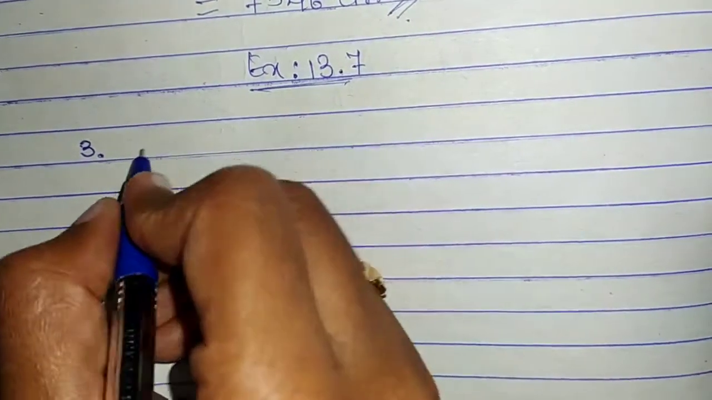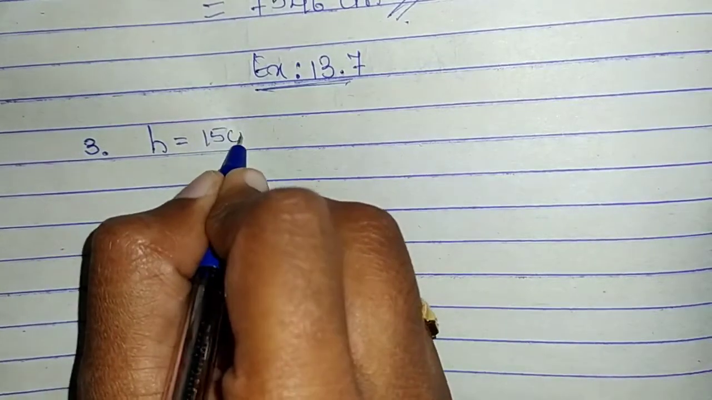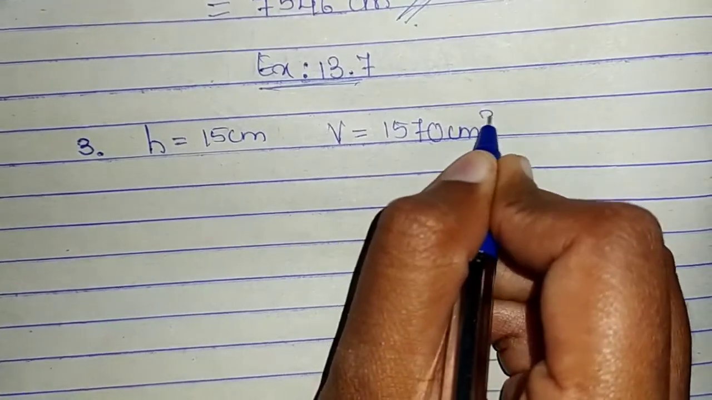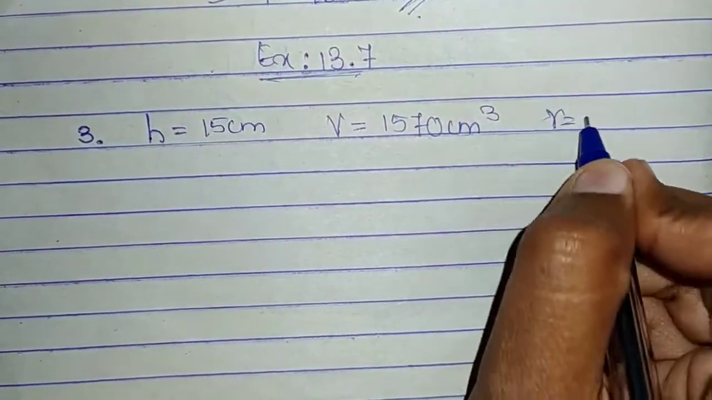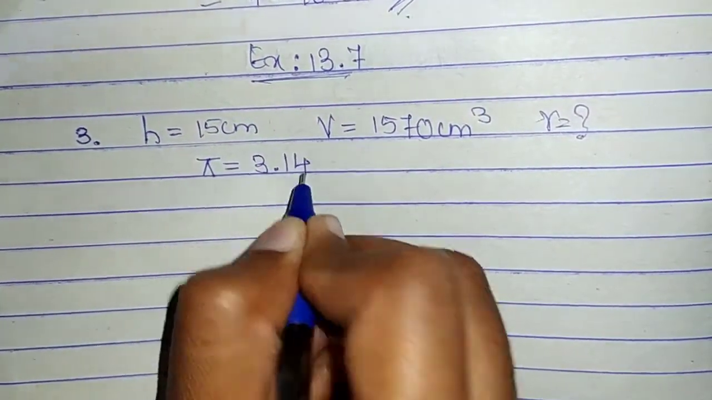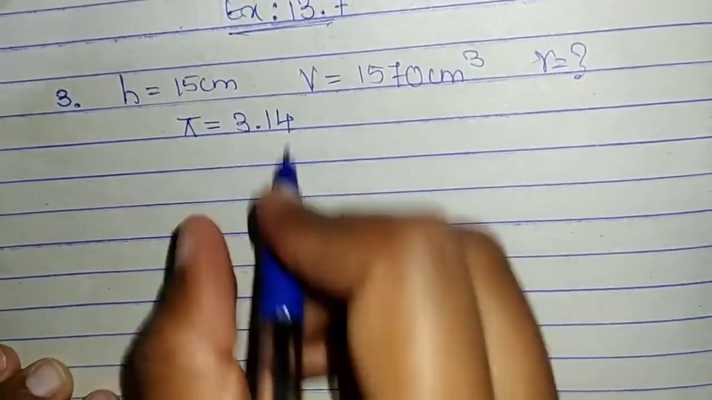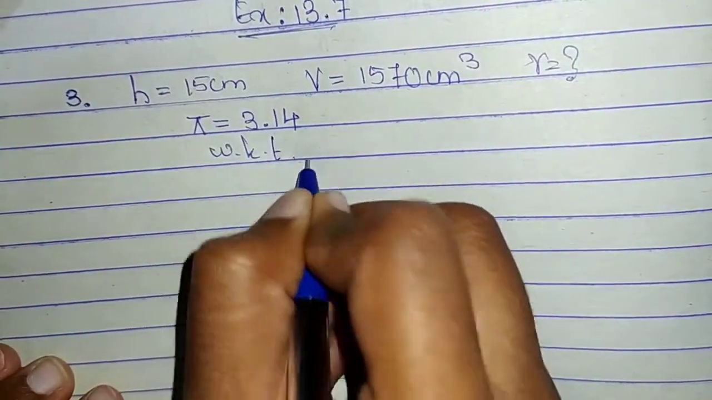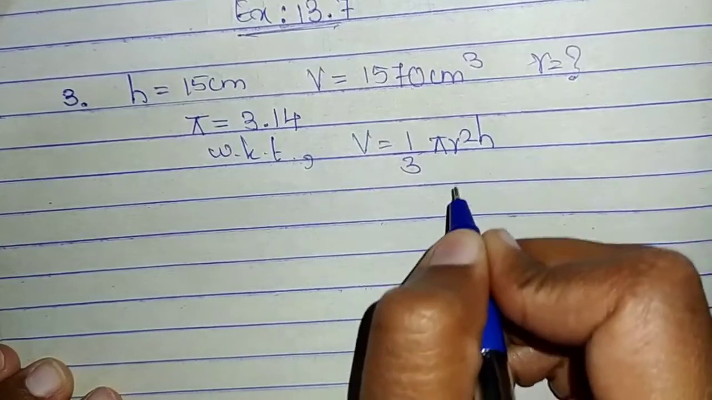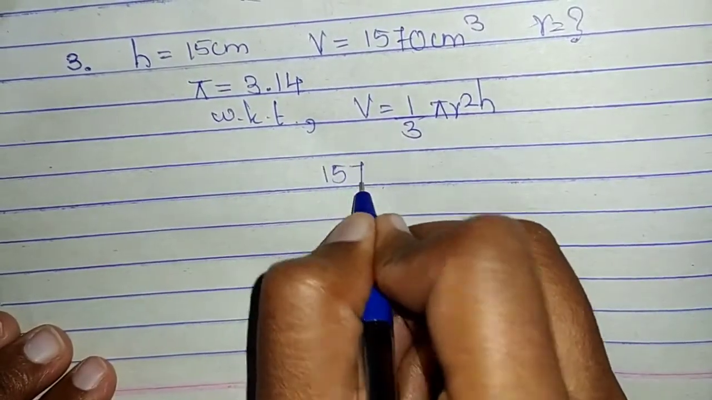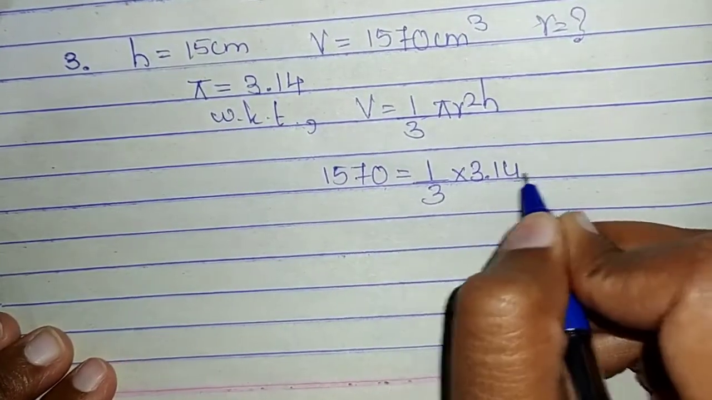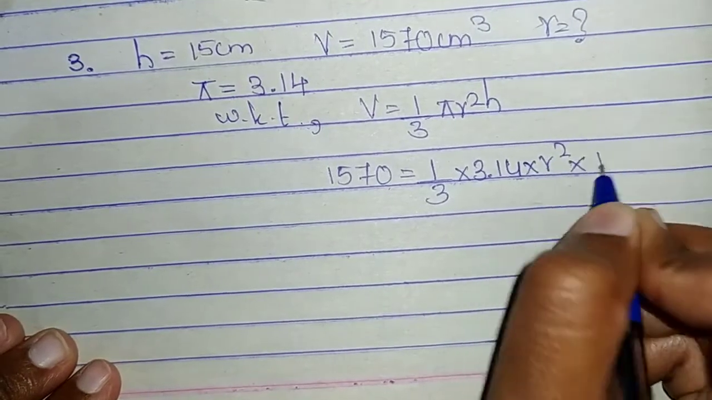The height of a cone is 15 centimeter, H is equal to 15 centimeter, and its volume is equal to 1570 centimeter cube. Find the radius of the base. They have also told us to use pi to be equal to 3.14. So since we know that volume is equal to 1 by 3 pi r square h, we know the value of volume, that is 1570 is equal to 1 by 3 into 3.14 into r square into height 15.